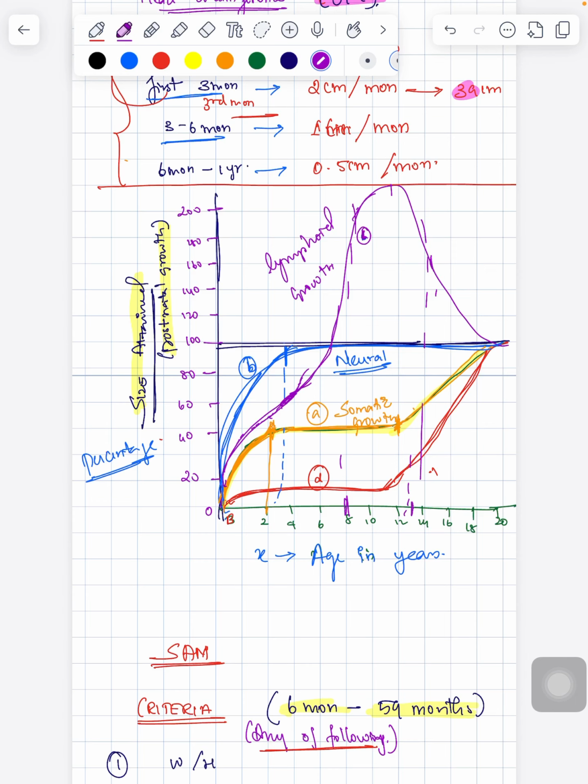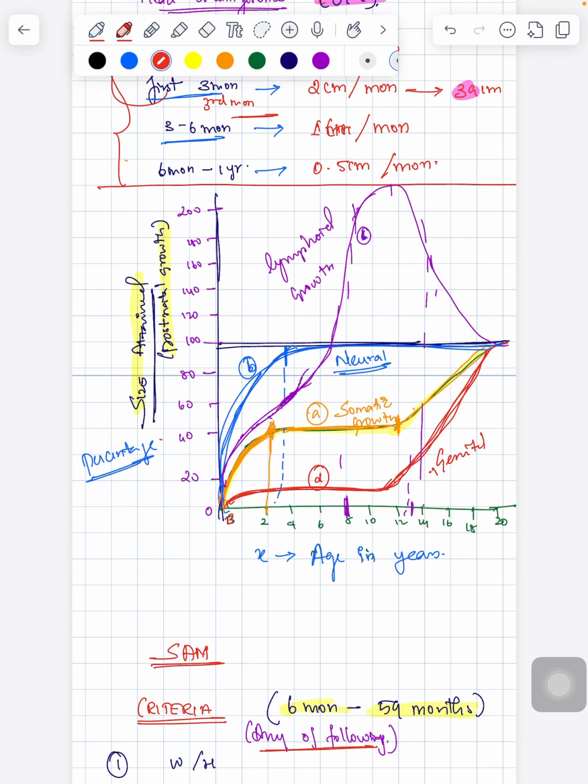Next, this red color curve. This red color curve represents your genital growth, where it will be in a very small phase till 11 years of age, and after 11 years there will be an increased growth spurt of your genital organs. So this D represents genital growth.